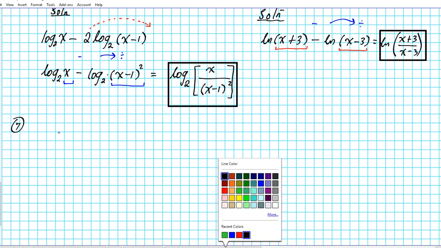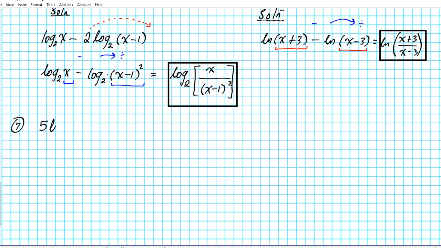Let's say we have to condense the following logarithmic expression: 5 log x plus 3 log y minus 2 log z. Okay, this one is a little bit more complicated because now we are dealing with 3 logarithmic terms. So how do we go ahead and condense this?